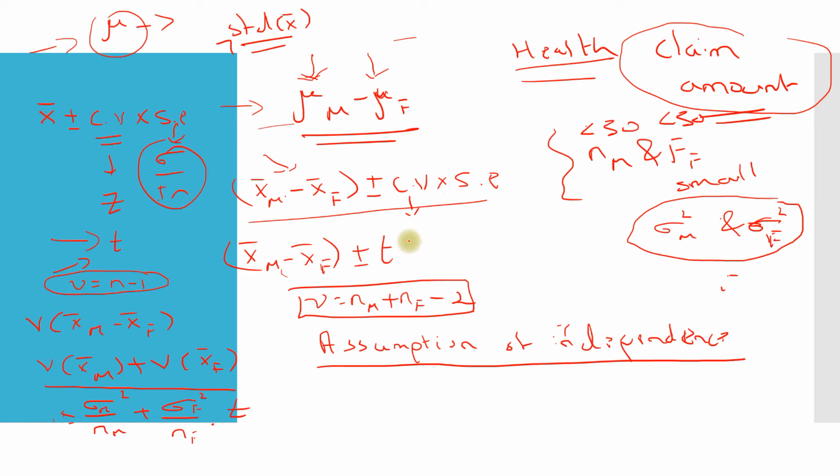Then, obviously, the next step comes to the standard error. This is where things get a little bit interesting. Our first assumption would be the same. We will still assume that our two samples are independent, that is, in this case, claim amounts for male and female are independent. But we will bring in some additional assumptions to do this computation.